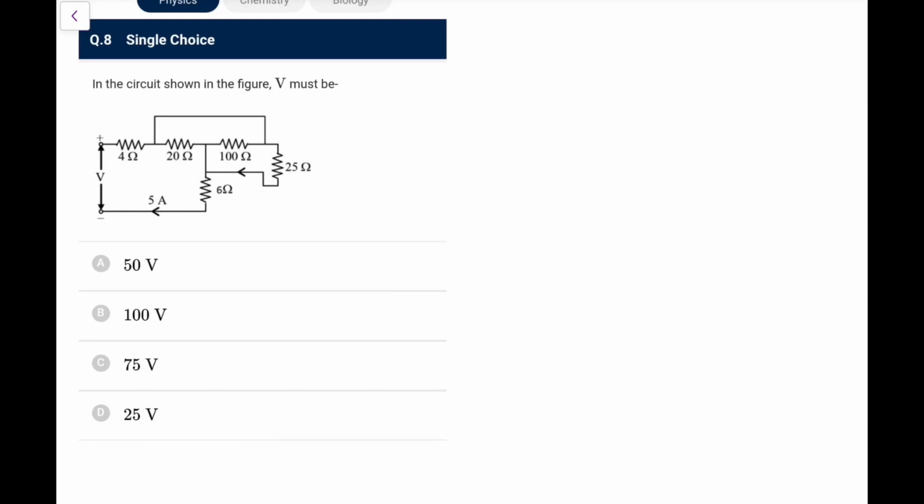In the circuit shown in the figure, V must be, again a similar profile. Current is 5 ampere through this. So 5 and 6, we can say this is 30 volt drop across this one. Not short circuit, I need to check again. Let's say this is A, this is B, this one is C, and let's say this one is D. So I can redraw it. Between A and C, I have this 4 ohms. Between C and D, I have 20 ohms, and also between C and D I have 100 ohms.